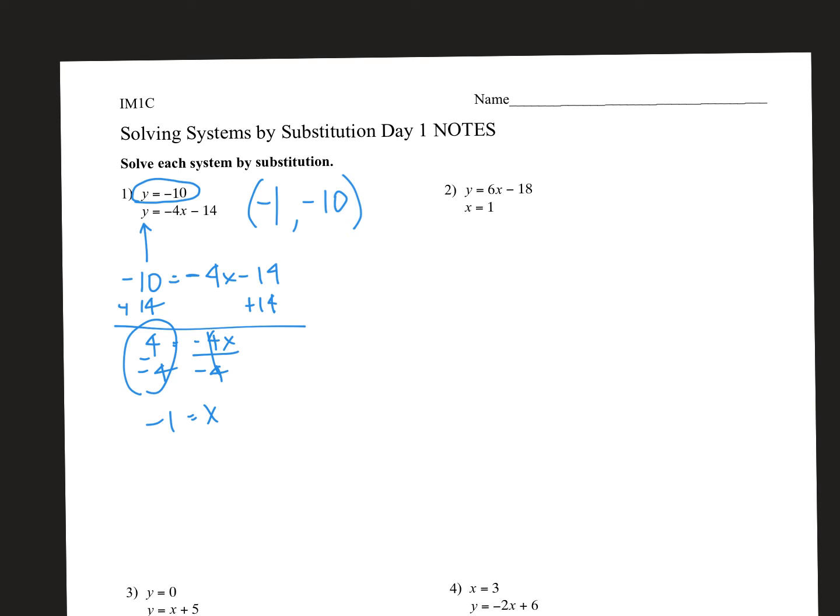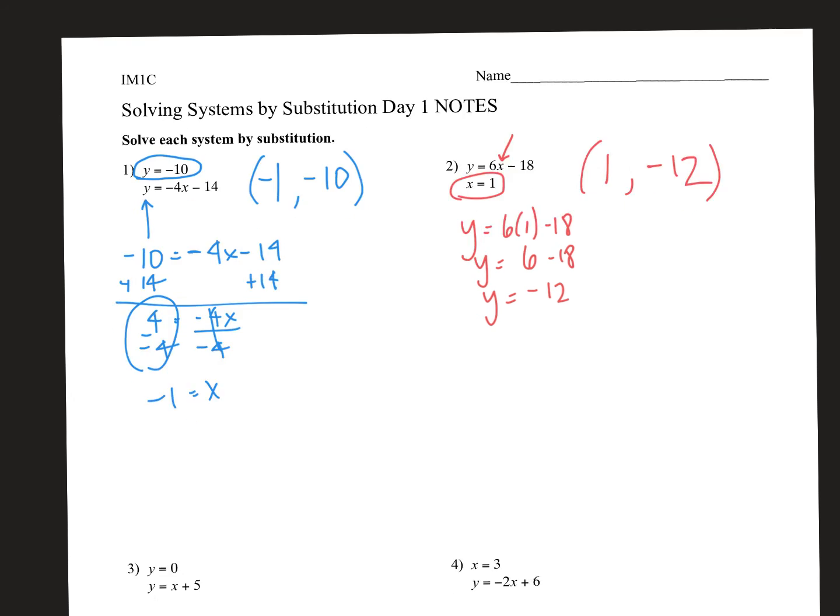Okay, so let's take a look at number two. Again, your end goal when you are solving systems is an ordered pair, and I've given you half of it already. Okay, so now, and you've done this before, you have plugged numbers in before. I'm going to take that x equals 1 and put it right there. So y is equal to 6 times 1 minus 18. Y equals 6 minus 18. And again, use your calculator if you have to. That's -12.